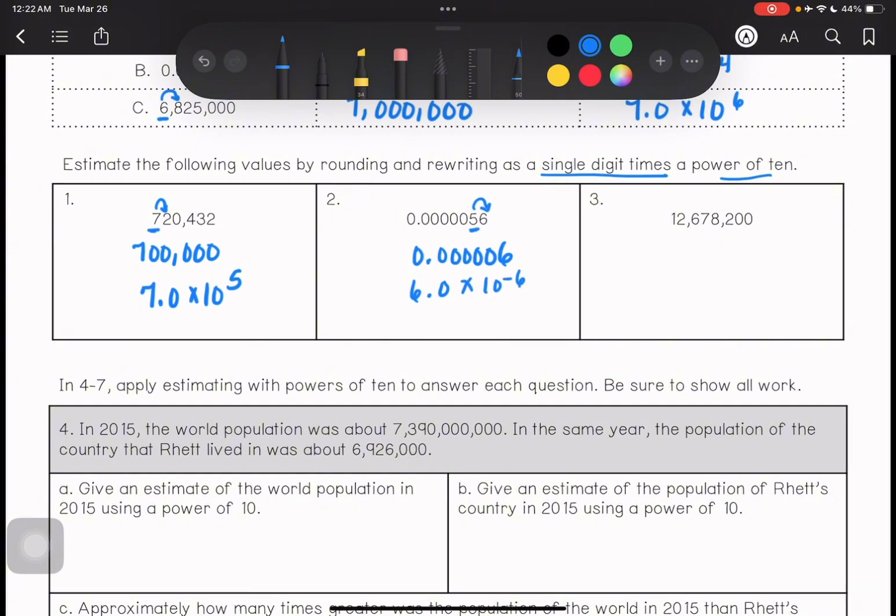Number 3, we look at the 1. We're going to round that to the nearest whole number. So that'll be 10 million.